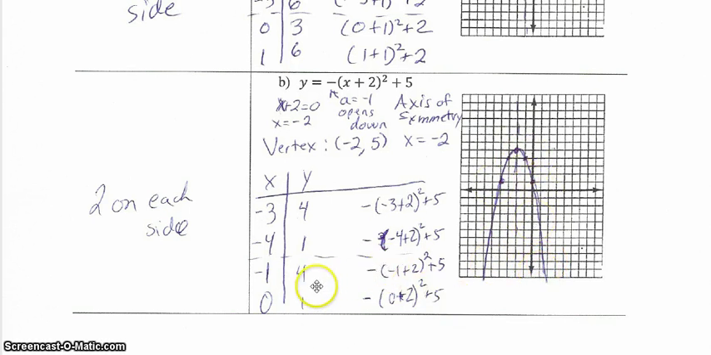But getting back to that symmetry idea, again, negative 3 and negative 1 are both one space from negative 2. They have the same y value. Negative 4 and 0 are both 2 spaces away from negative 2. They have the same y value. So that's what we did yesterday, the other part, and we're going to go ahead and show that in the next examples.